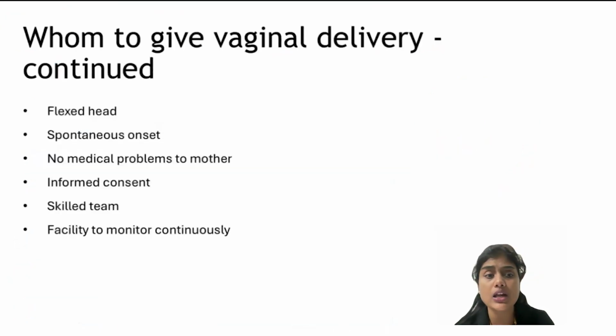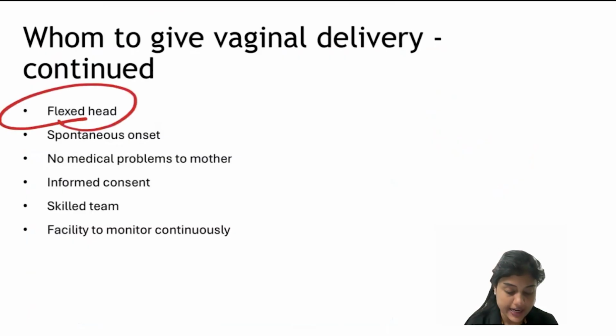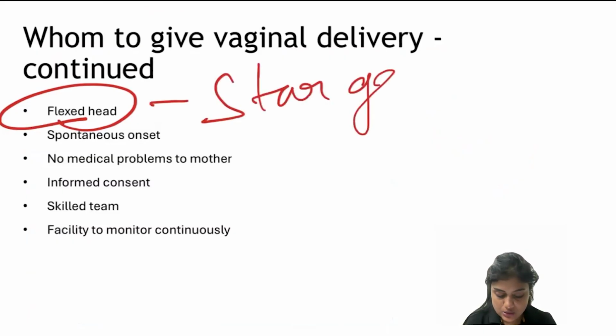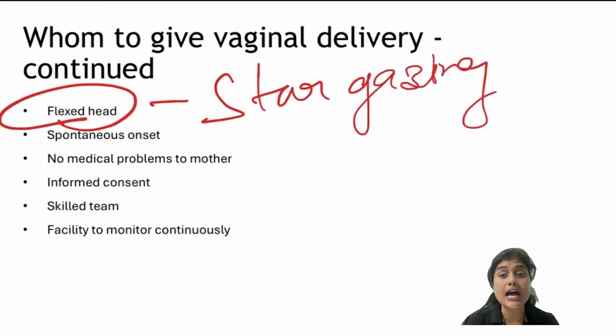So whom should you allow for vaginal delivery? When there is a flexed head. Flexed head or non-flexed head, what difference does it make? If the head is not flexed, what is it called? Stargazing appearance. This also they have asked many times. Stargazing appearance means hyperextension at the neck joint. If you pull or push in case of breech, there is a very high chance of stargazing or hyperextension at the neck joint. That is why you should never pull or push in breech delivery.